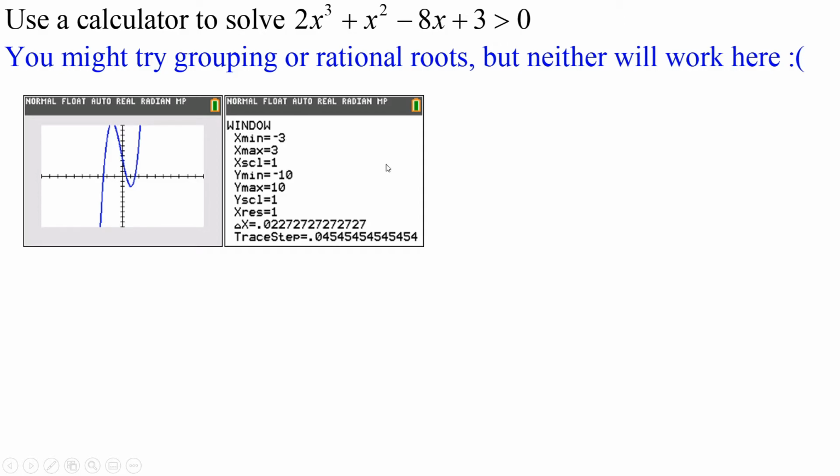Now I can see this a little better because I want to make a point right here. Use a calculator to solve when this cubic is greater than 0. So I'm looking for the intervals where the graph is above the x-axis.